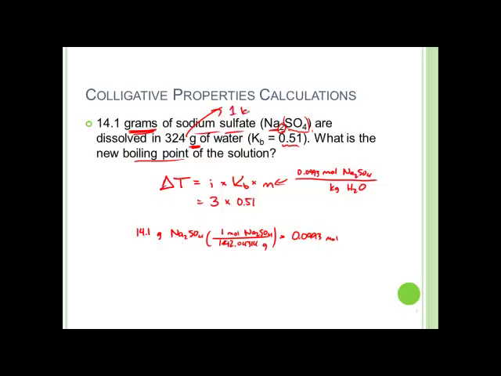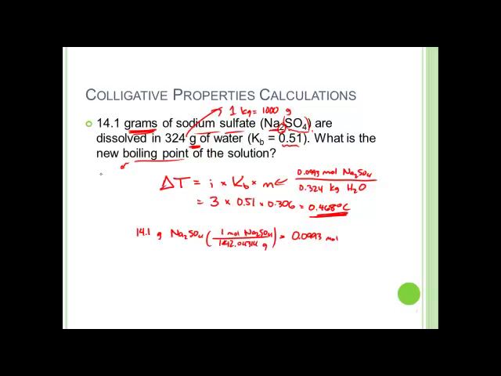In 1 kilogram of water, there are 1,000 grams. So if I have 324 grams and I divide that by 1,000, I have 0.324 kilograms. Sorry about my dyslexia. And it gets you a molality of 0.306. So now we're set up to find the change. And when you do that, you get 0.468 degrees Celsius. So it's not much of a change.